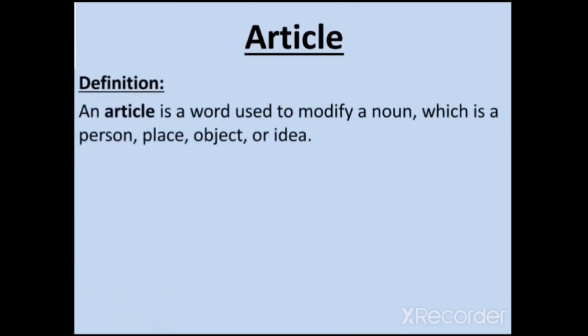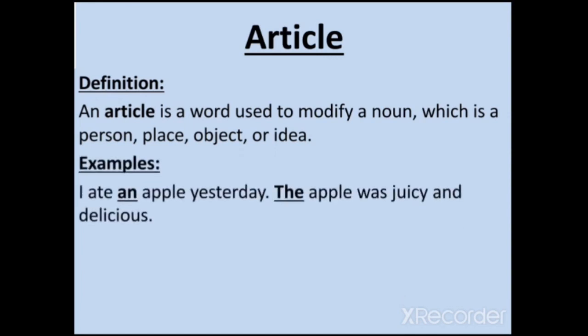Basically, an article is the signal of the coming of a noun. So before a noun we always use an article, and an article modifies a noun, which is a person, place, object or idea. For example, I ate an apple yesterday. The apple was juicy and delicious.